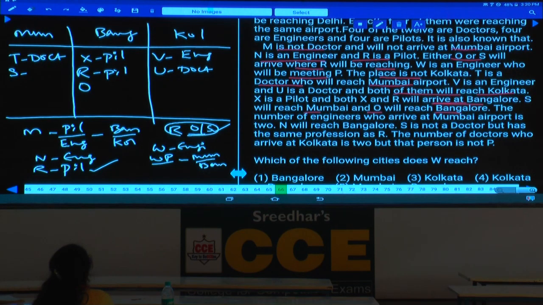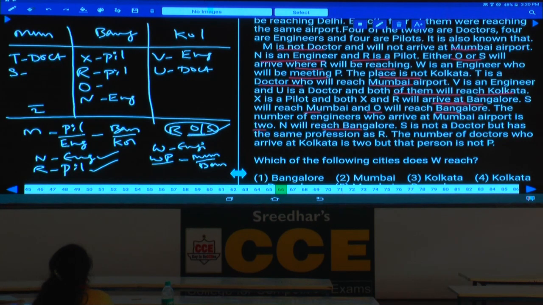The number of engineers who arrive at Mumbai airport is 2. Next, N will reach Bangalore. N is an engineer and reaches Bangalore. Now 4 persons are already done, and we are left with W and P. W and P can be at either Mumbai or Kolkata.